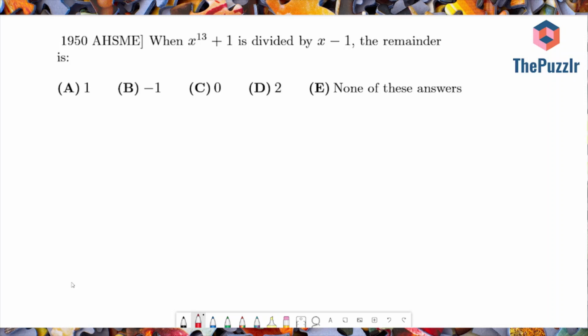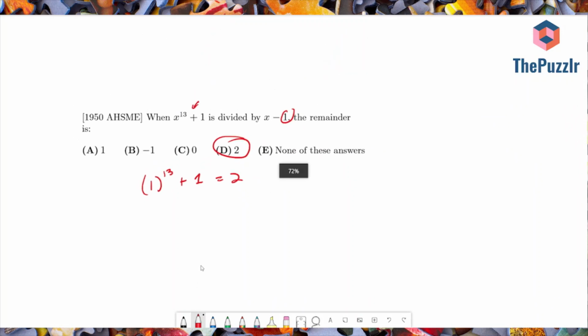Okay, let's try a problem from the 1950 AHSME test, which is basically an old version of the AMC test. When x to the power of 13 plus 1 is divided by x minus 1, the remainder is... Now you can use long division for this problem, but we know that if we just plug in 1, we'll get the remainder. 1 to the power of 13 plus 1 is 2. And we're done. That's how easy that problem was.